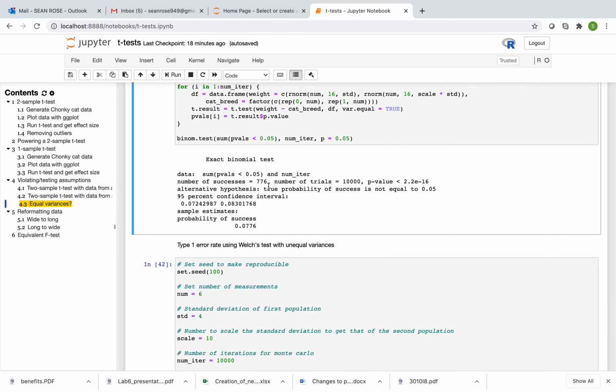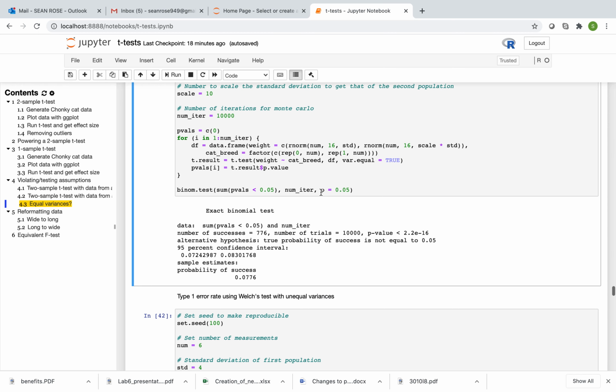So here are the results of that Monte Carlo simulation. I falsely rejected a true null hypothesis 776 times out of 10,000 trials. That gives me a type 1 error rate of about 7.76%. Pretty tight confidence interval.